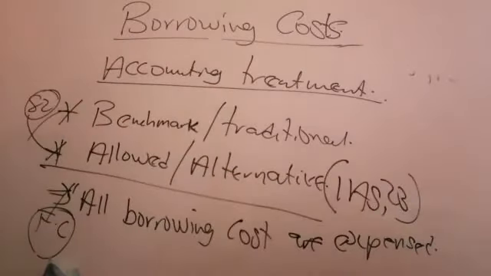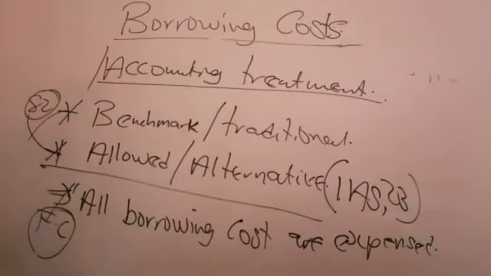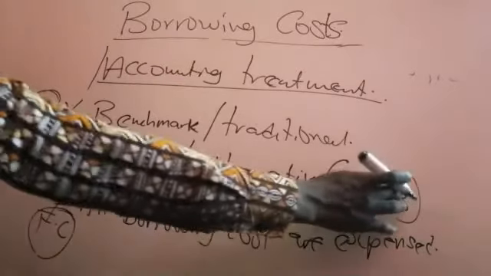Now let's look at the treatment. It is the main central focus. Don't forget that the accounting treatment, we can also term it as recognition. How do you recognize the borrowing cost? Traditional recognition and alternative recognition. The traditional recognition, all borrowing costs must be what? Expensed. Then the allowed or alternative version, that's according to IAS 23, the borrowing cost will be what? Capitalized. Good. So that is it.